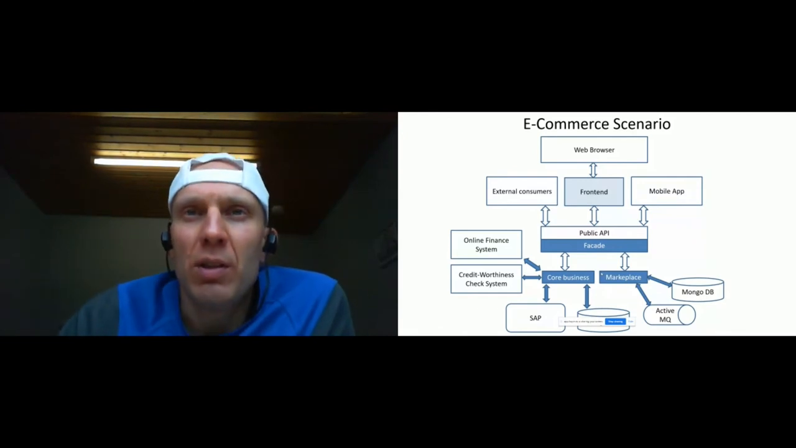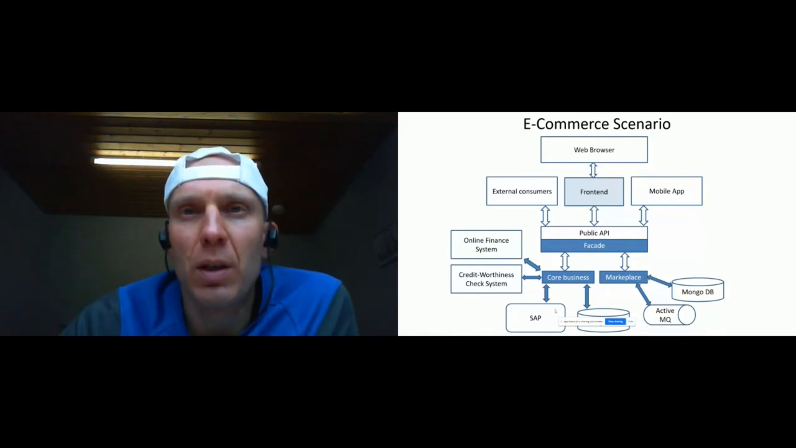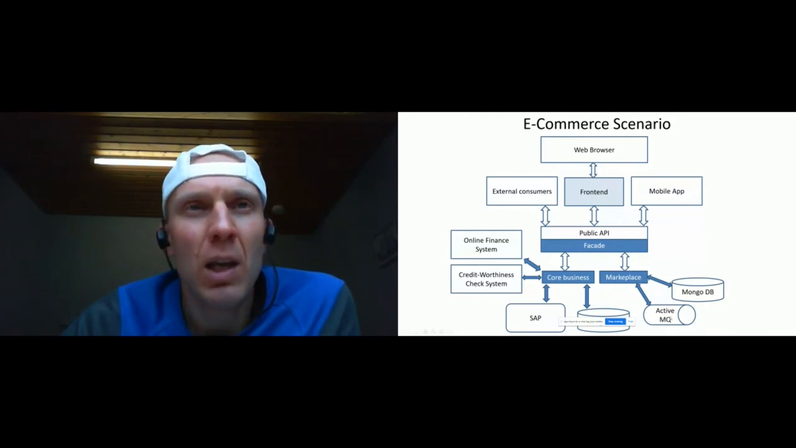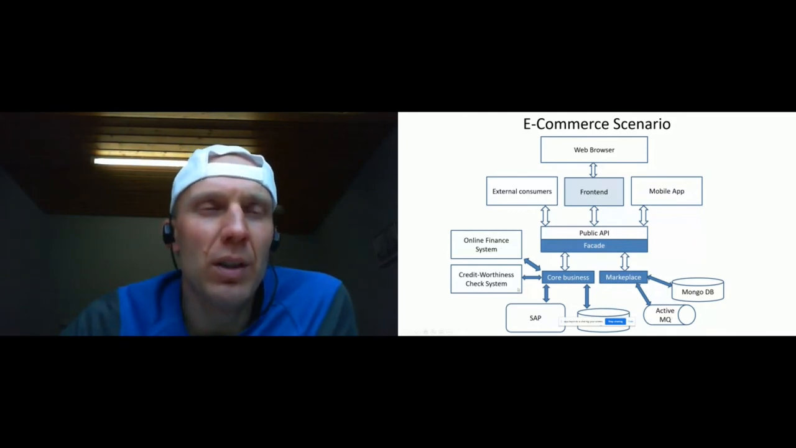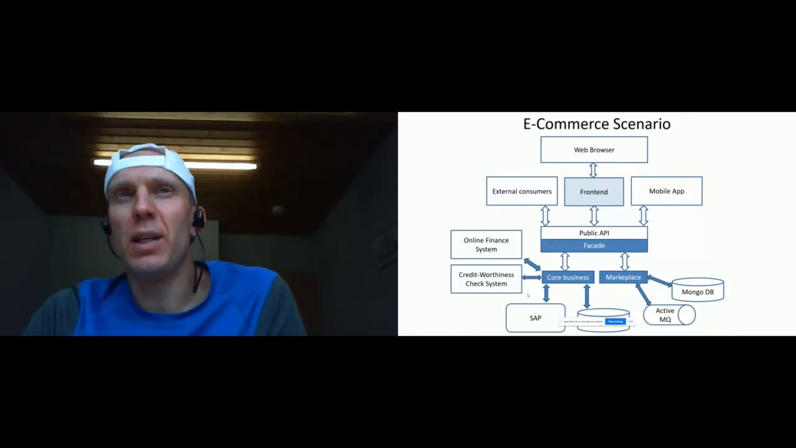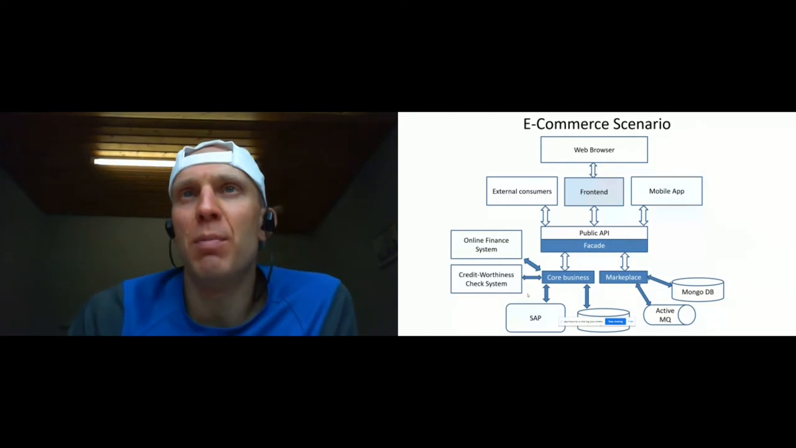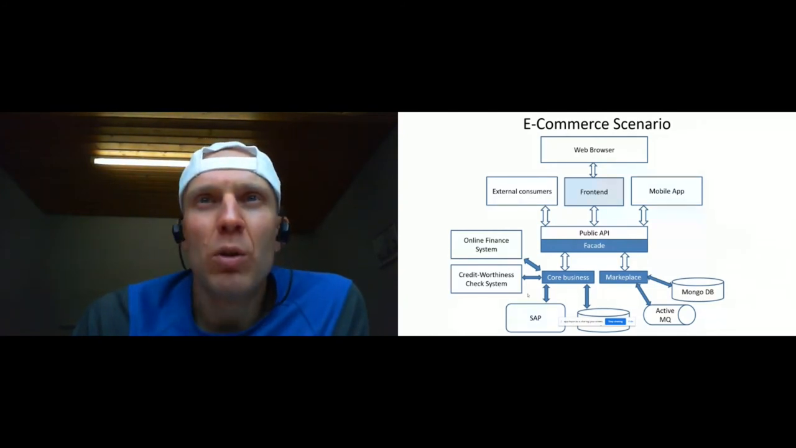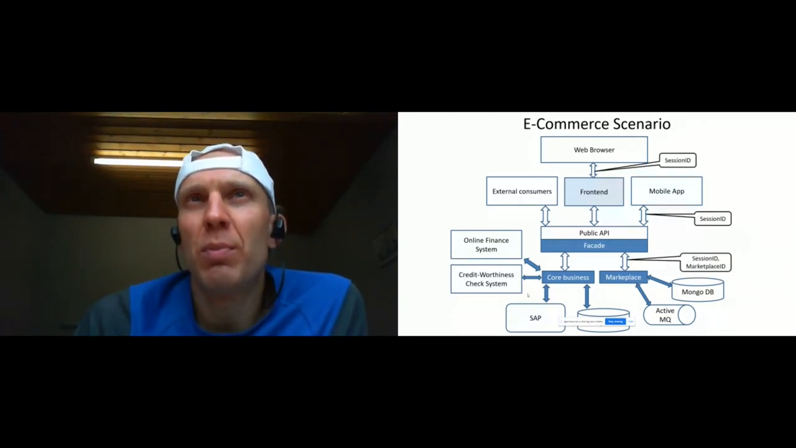The core business service and marketplace additionally communicate with SAP for accounting information. It also has a document-based MongoDB database, SQL-based Postgres, and uses ActiveMQ as a messaging solution. Additionally, the core business service communicates with an online finance system and a creditworthiness check system. So you see the communication is quite complicated, and a tracing solution is absolutely a must here. So let's look at how the tracing solution is implemented.